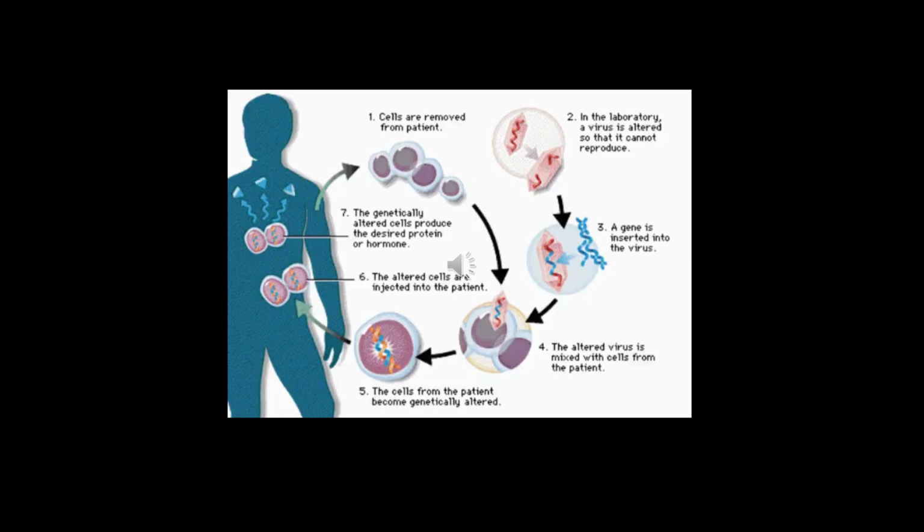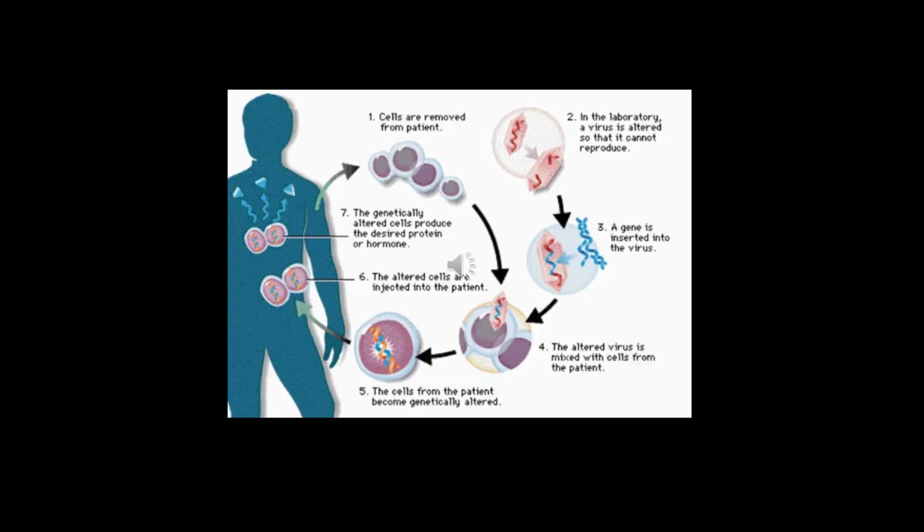The first step is that cells from the patient, a diagnosed patient, will be removed, and the second step would be in the laboratory. As I told you before, it is an ex vivo process. Ex vivo is nothing but the modification that takes place outside the body. So in the laboratory, a viral vector is altered so that it cannot reproduce or clone itself. The third step is that a gene is inserted into the virus. In this viral vector, the gene selected from the patient can be introduced.